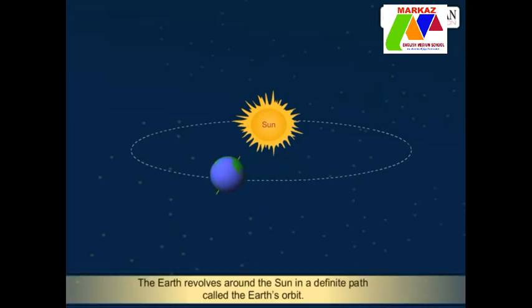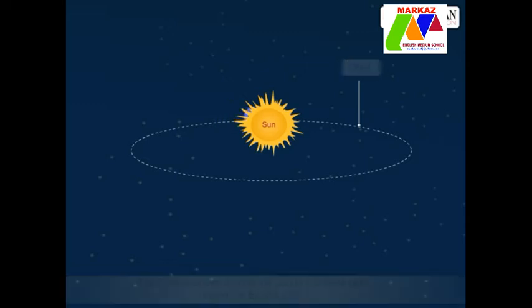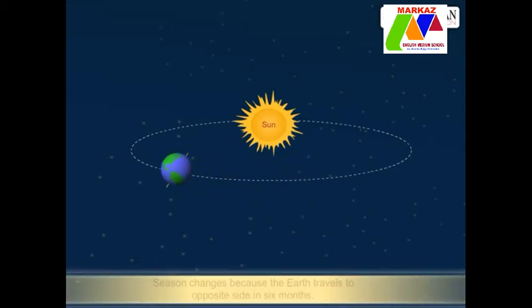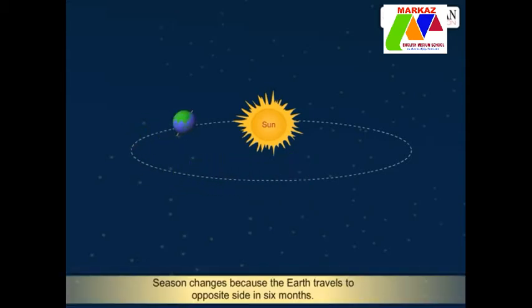The earth revolves around the sun on a definite path, called the earth's orbit. The position of the earth keeps on changing as it revolves around the sun. The earth travels to the opposite side in 6 months. That is why there is a change in seasons.